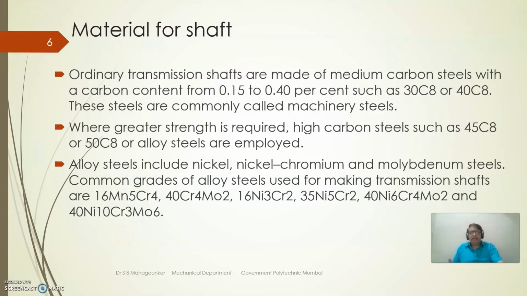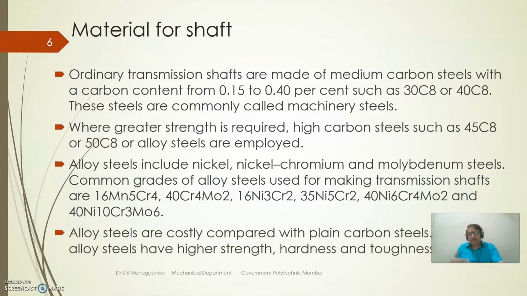So if I use titanium, that will be better, but it becomes costlier, right? As you go to a higher range, the material becomes more costly. So alloy steels are costly compared with plain carbon steels. However, alloy steels have higher strength, hardness, and toughness. So, say for example, you are using a shaft in a gas turbine or steam turbine plant. So, turbine shaft.